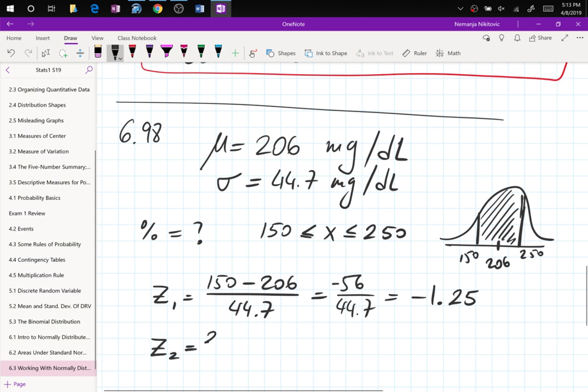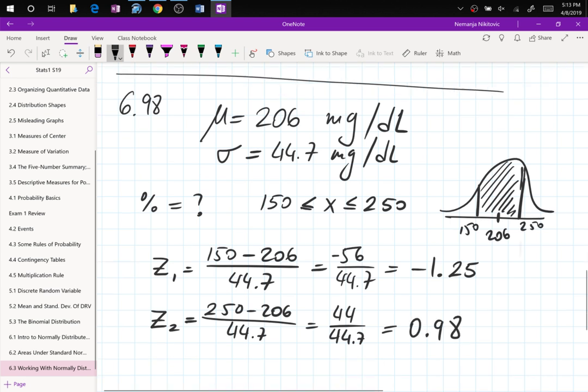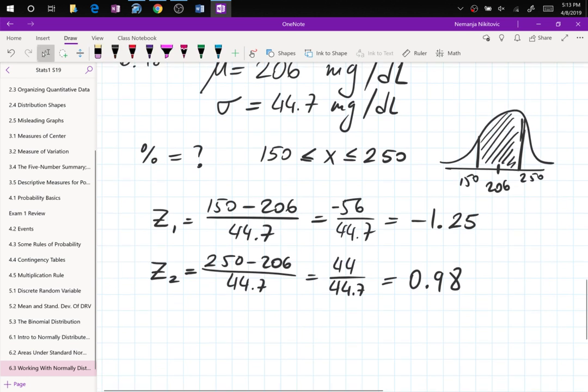Z2 is 250 minus 206 divided by 44.7. So this is a 44 divided by 44.7. This is roughly 0.98, yes. Good effort. Thank you.